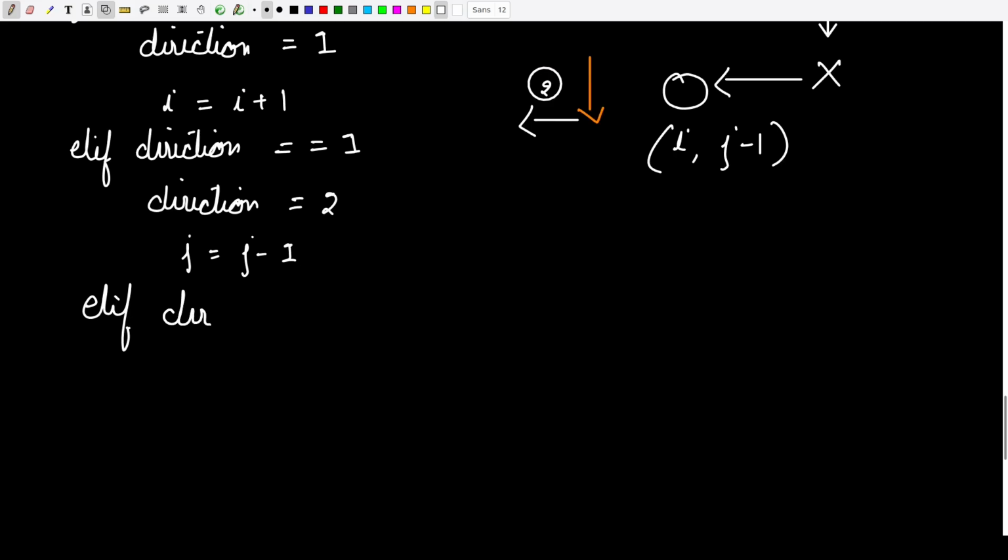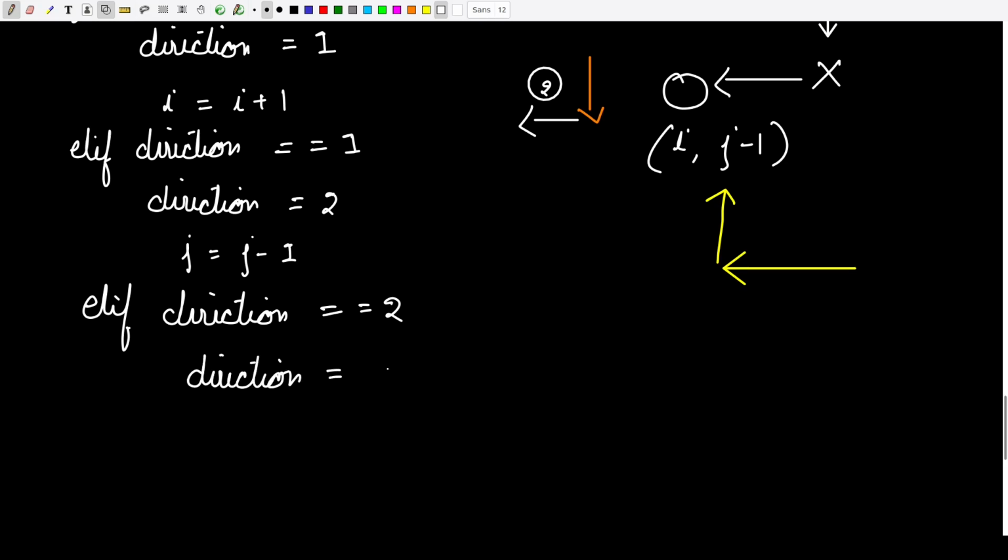Similarly, if my current direction is 2, which is right to left, so this is my current direction, then in that particular case, my next direction will be bottom to top. So let us update that. So our next direction will be bottom to top, which is represented by 3. And if I have to find out the index, so this is where currently I am, and I need to move to the next element. The next element will be the top of this element. So over here, the index will be i minus 1 comma j. So let us update that. i equals i minus 1 and j remains as it is.